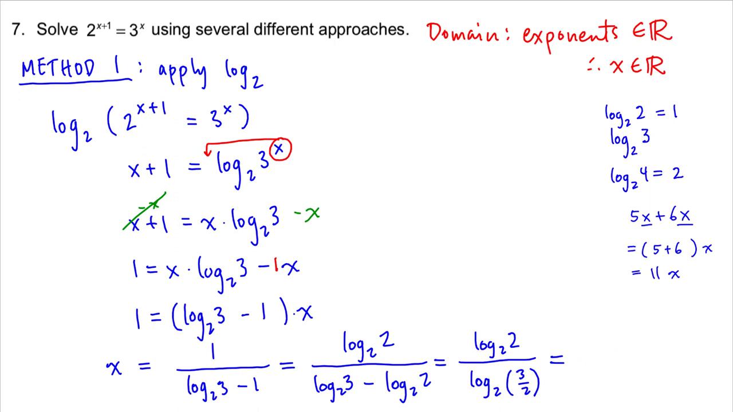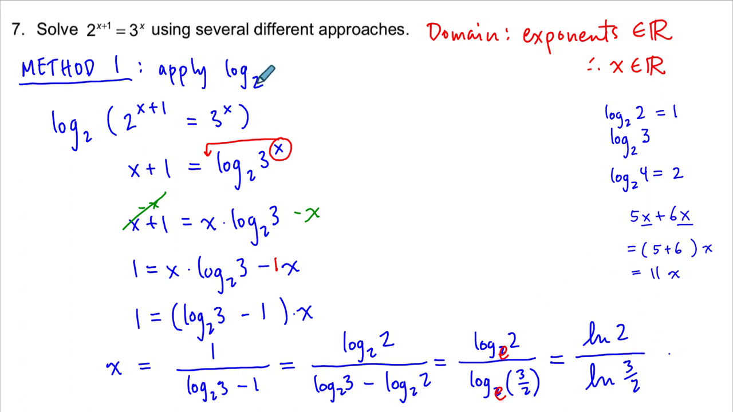I liked that, but maybe I want to change the base to something a little bit more natural, in other words, base e. So I could just really rewrite that with any base that I want as long as the base is acceptable, and then I get the ln of 2 divided by the ln of 3/2. Okay, we'll leave that at that for now, and let's try method 2.